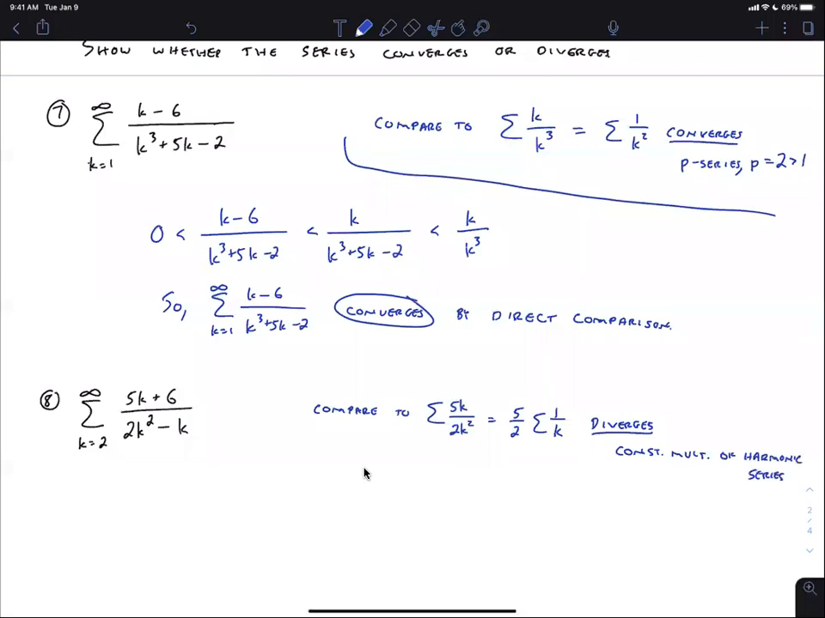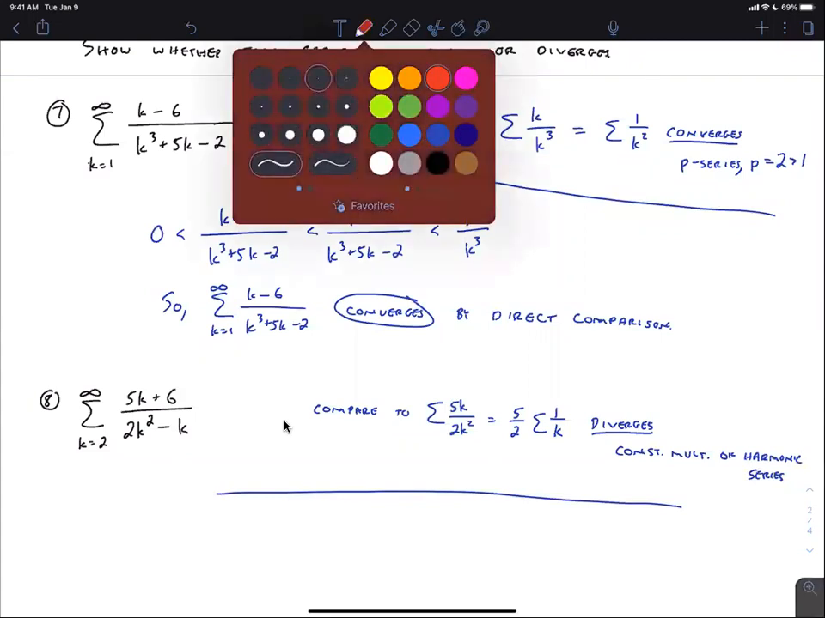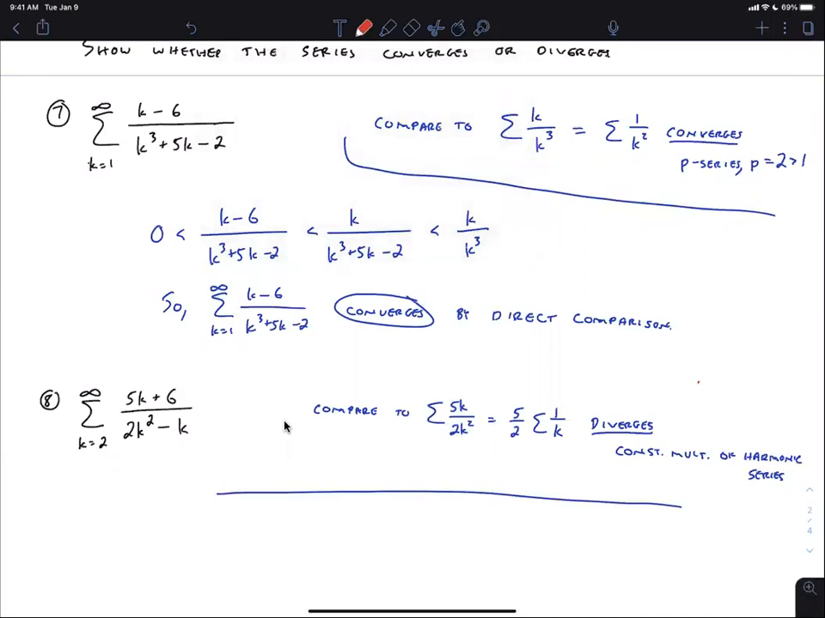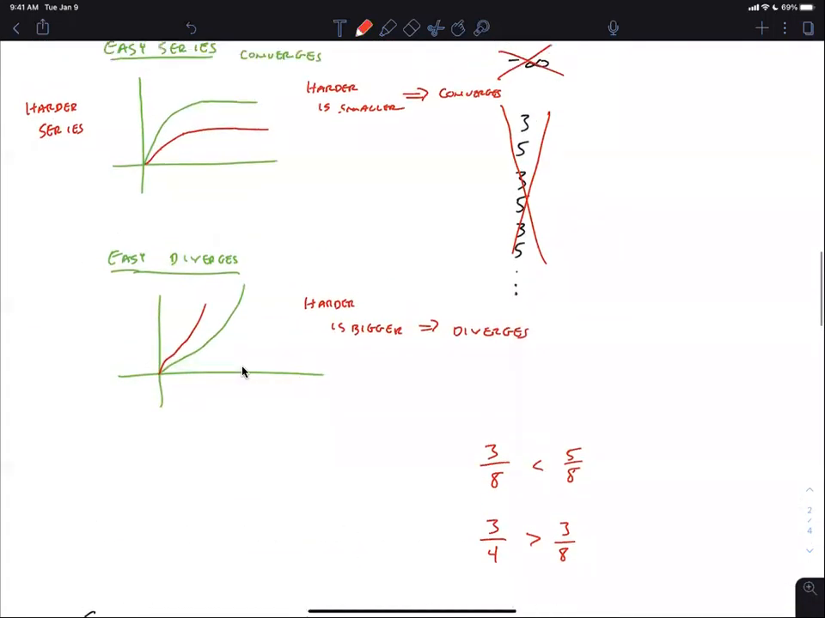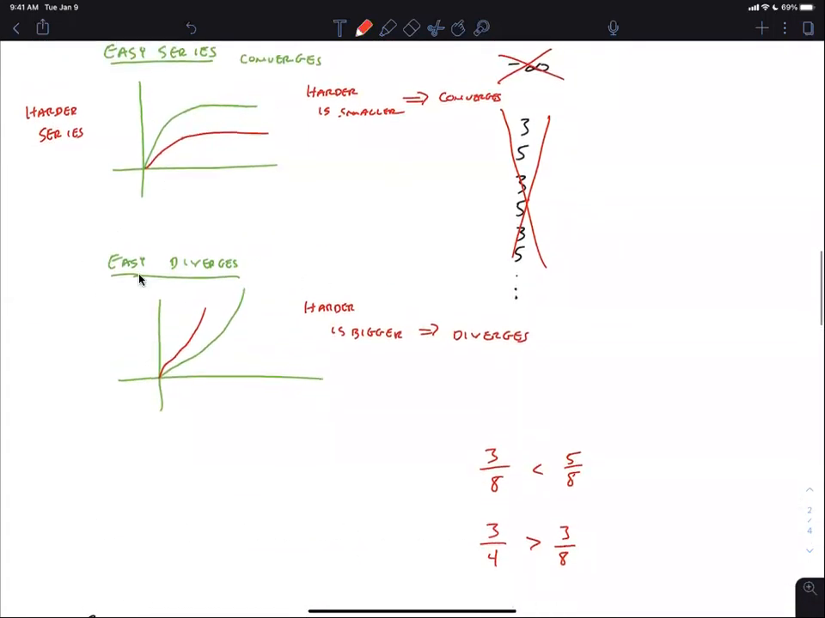Okay, so we do that part first. Now, the original is also going to diverge, but let's see if we can use the direct comparison test. So the thought process is, okay, it's all positive, so it goes to infinity. The direct comparison test is the formal name for this thought process up here.